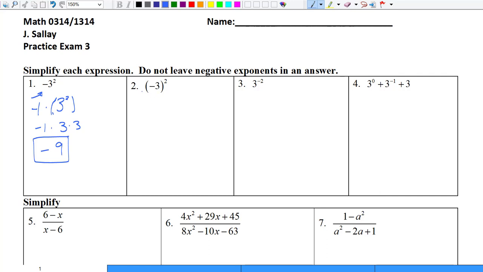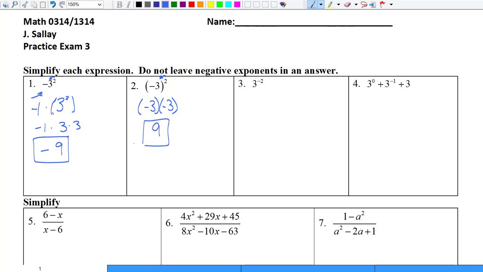Negative 3 is in the parentheses, and it's being squared. So what is being squared? Everything in the parentheses. On number 1, what is being squared? The thing right before the 2 is only the 3, not the negative. So on number 2, we actually have to take negative 3 times itself, and that gets negative times a negative, which is a positive 9.